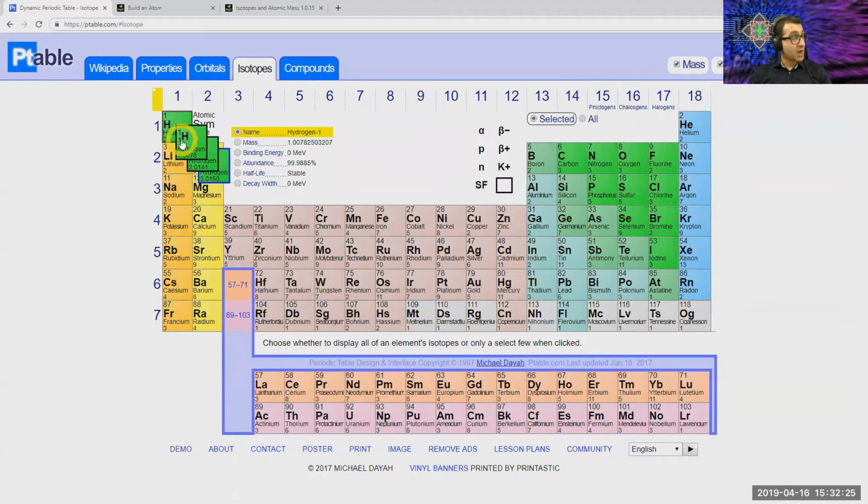So we have hydrogen with a mass number of 1, hydrogen with a mass number of 2, and hydrogen with a mass number of 3. But they all have one proton. So the only difference can be in the number of neutrons that they have. These are the isotopes of hydrogen.